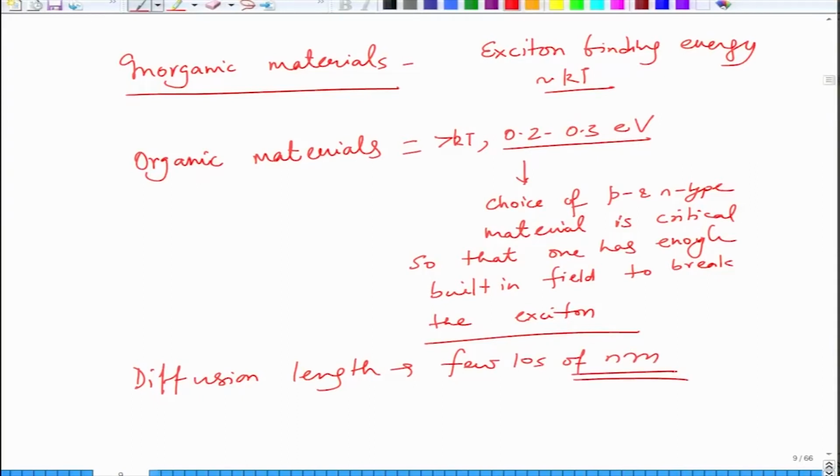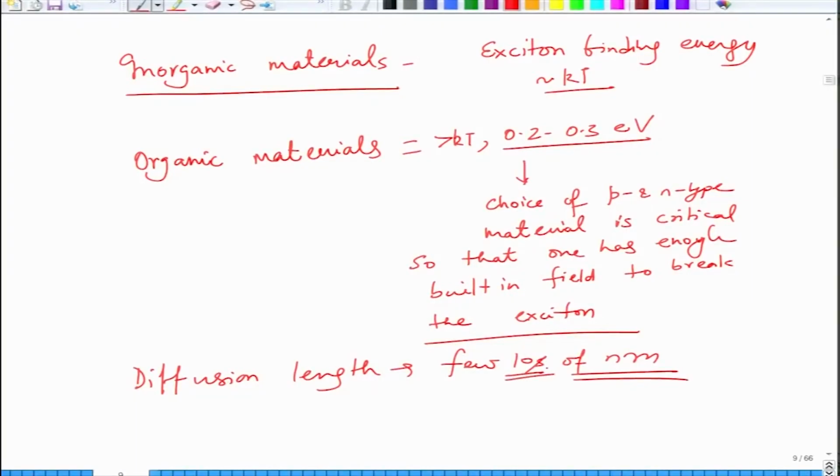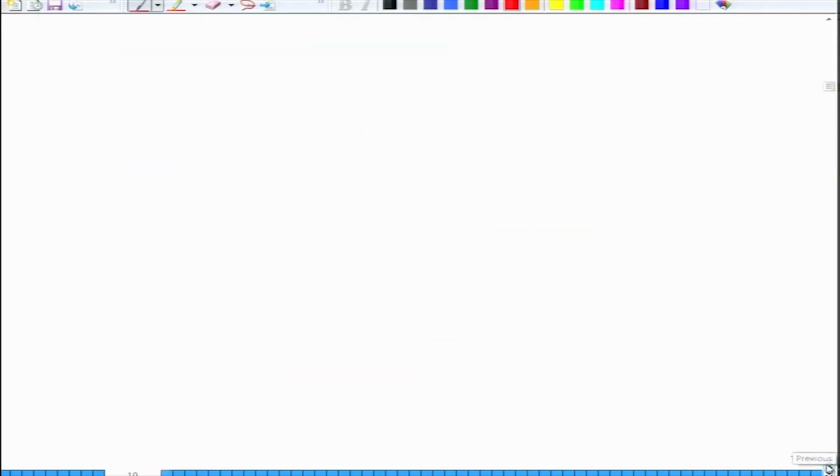So, the exciton has to be broken away before this diffusion length. This creates a concern on the device design, which means your device thickness is also of the order of a few tens of nanometers if you have a single layer or bilayer device. Based on these two constraints, there are three designs of solar cells which are possible here.